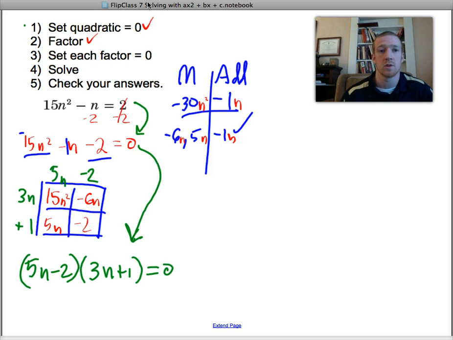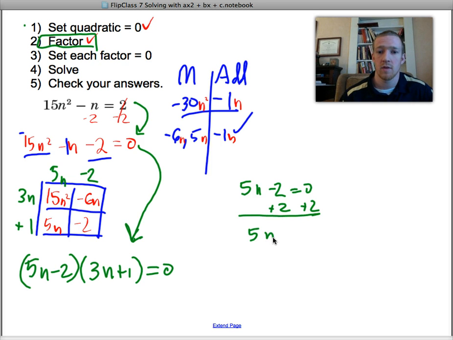Don't forget equals 0, because we're solving this. We're not just factoring it. Factoring is just this one middle step, right? It's just this one middle step. But we got to actually completely solve it. So we're going to set each factor equal to 0. And so that's 5n minus 2 equals 0.